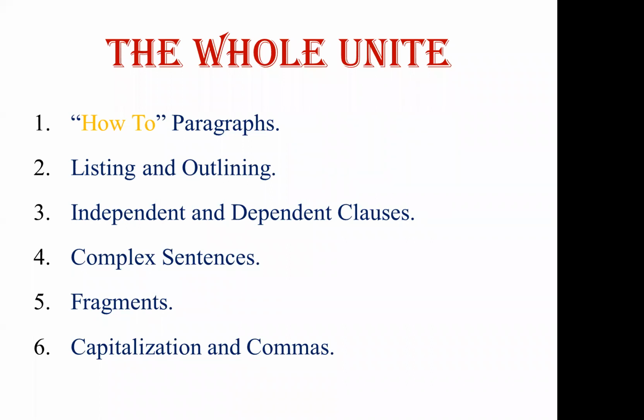The complex sentence, just a hint, is composed of one independent clause and one dependent clause. After that, we will talk about fragments, which are a mistake or an error that occurs in complex sentences. After that, we'll finish the chapter by talking about the rules of capitalization and the rules of commas, where to put the commas. So this chapter is really important, okay?